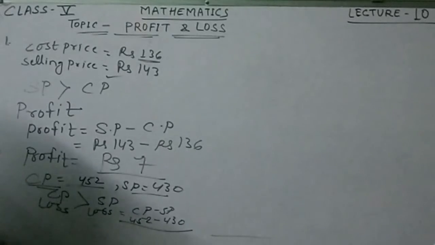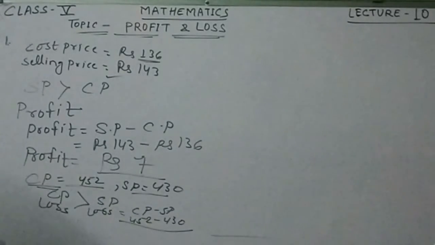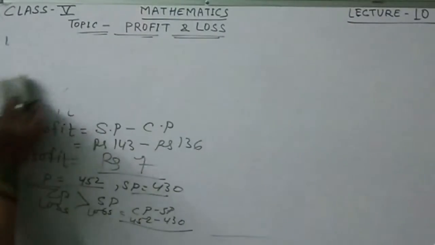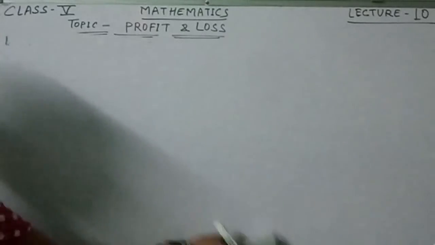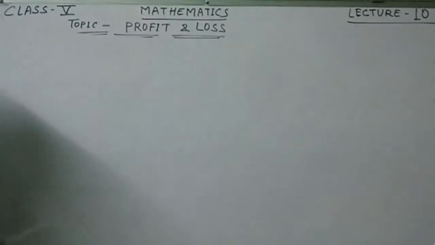Okay, now that is the formula. After selling price and cost price are given, and after comparing CP and SP, you have to decide whether it was a profit or it was a loss. Okay, now see the next question.